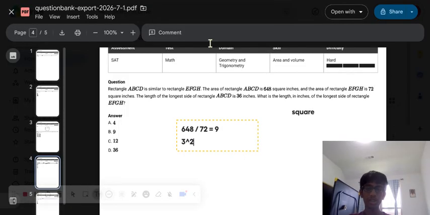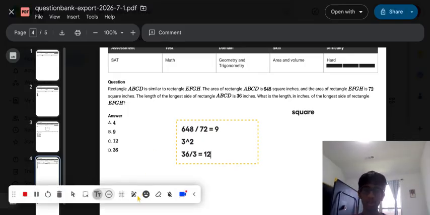So that means that ABCD has 3 times the length of EFGH in all sides. Okay? So the longest side of ABCD is 36, right? So 36 divided by 3 is equal to 12. Okay? So our answer is 12.